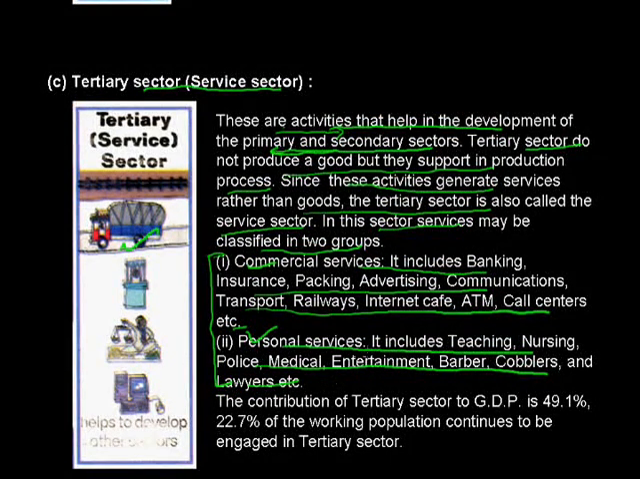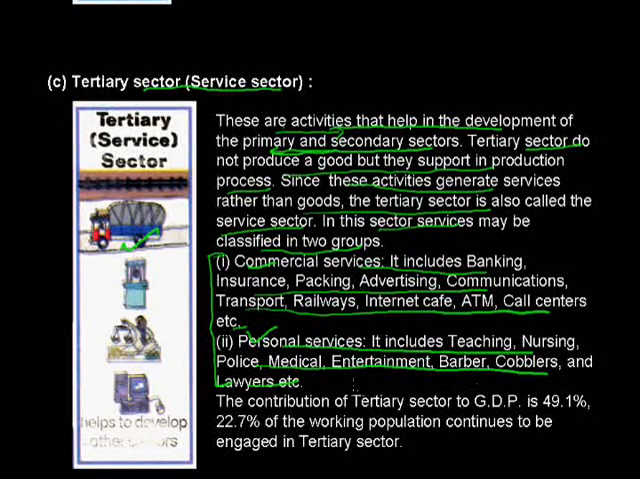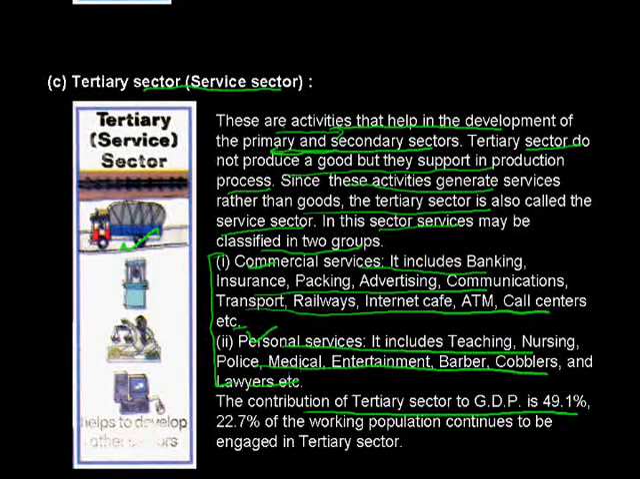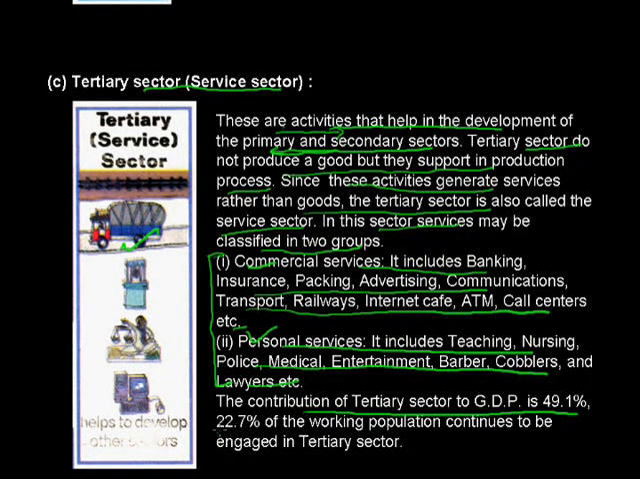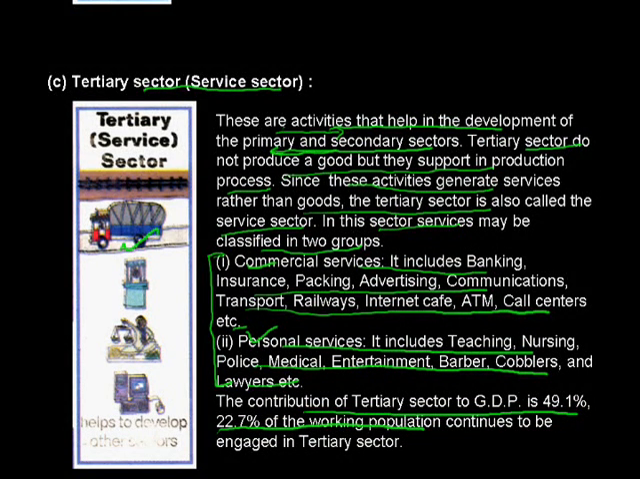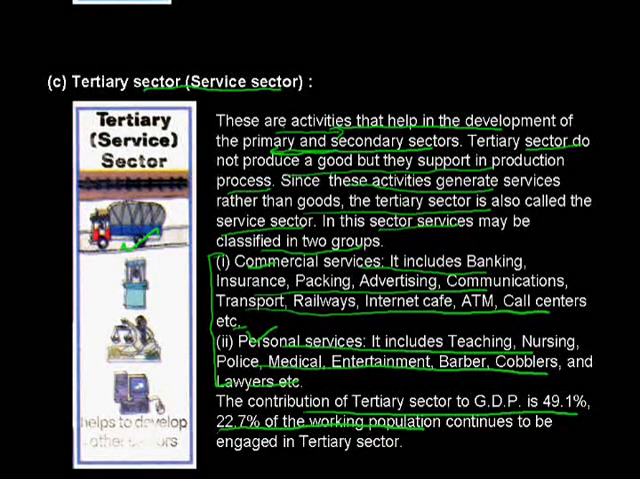Now let us come towards the contribution of the tertiary sector. The contribution of the tertiary sector to GDP is 49.1%. Especially after globalization, this sector is playing the most dominant role in the GDP. But it is contributing only 22.7% of the working population. In employment generation, it is contributing only 22.7%. So why is it contributing much to GDP, though it is contributing very little to the working population? That we will discuss in the next part of the module.